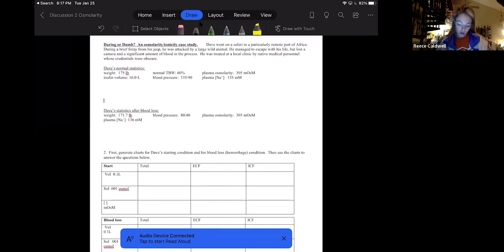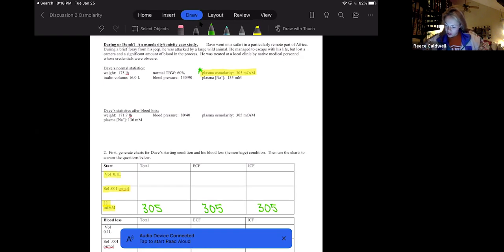So we're looking for the volume, the amount of solute, and the concentration in terms of milliosmoles. We know that we're already given his osmolarity in terms of milliosmoles, so we can go ahead and plug that in. So 305, 305, and 305.